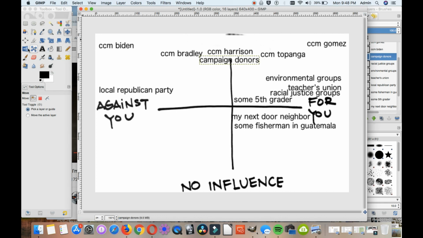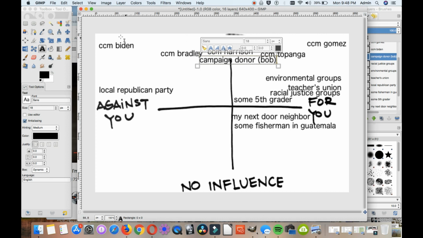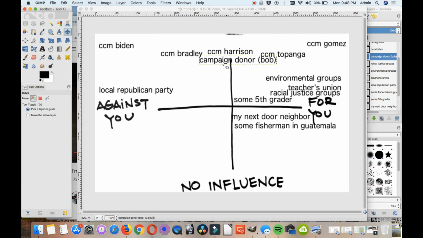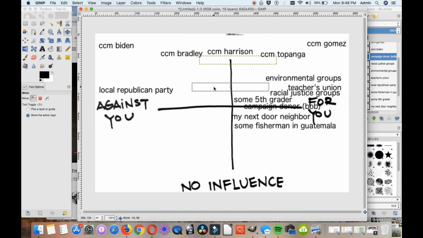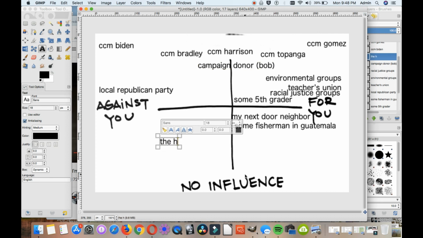So who is this campaign donor person? Let's say their name's Bob. They're actually somewhere in the middle. They're not quite sure about the divestment thing, but they have huge influence. So they're up here. We'll say they're slightly on our side. Gomez then says, yeah, so they're your neighbor. Let's take that back. Let's say they're not my neighbor, but they're best friends with the owner of the bar called the Hot Spot.